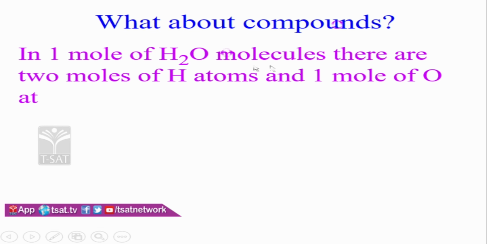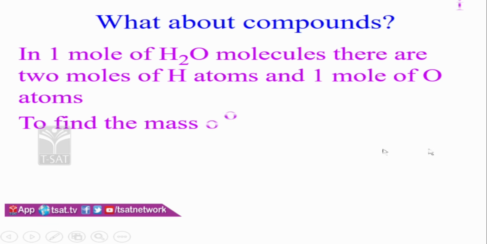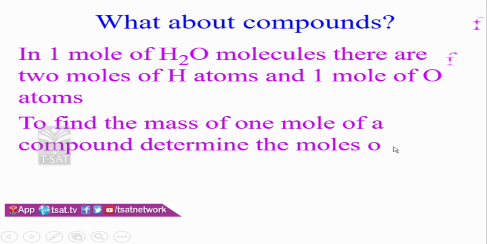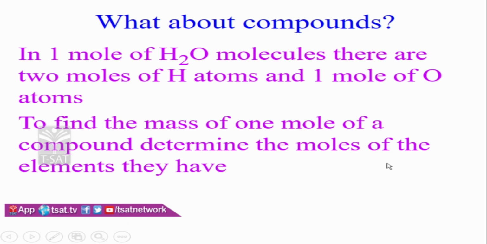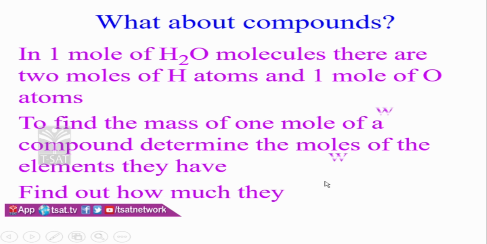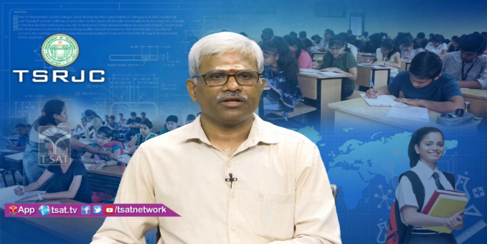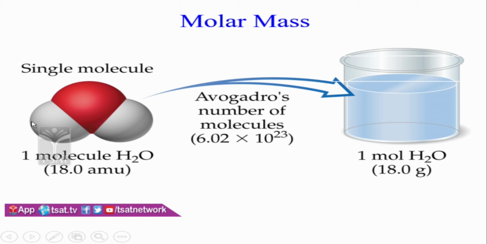In water molecules, there are 2 moles of hydrogen atoms and 1 mole of oxygen atom. To find the mass of 1 mole of a compound, determine the moles of each element it has and find out how much they would weigh. 1 mole of H2O is 18 atomic mass units: 2 into 1 plus 1 into 16. The atomic mass of oxygen is 16, the atomic mass of hydrogen is 1. So 2 into 1 plus 16 comes to 18. So 18 grams is the mass of water.